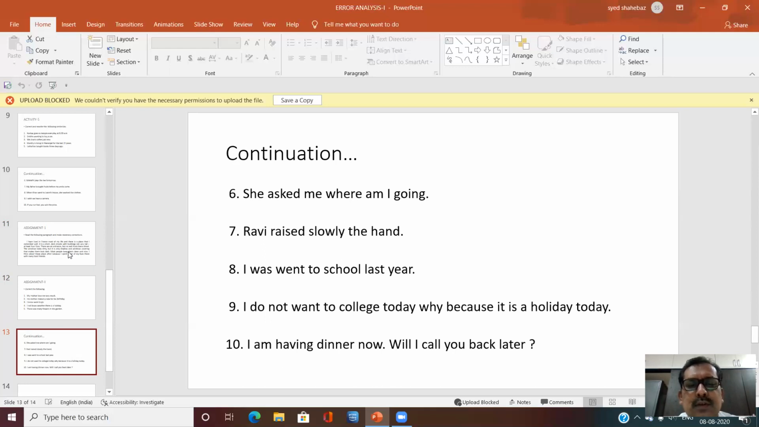Ravi raised slowly the hand. These adverbs generally come at the end of the sentence. Ravi raised the hand slowly. Went to school last year. I went to school last year.